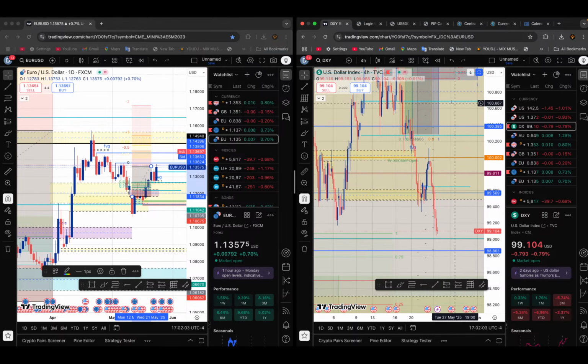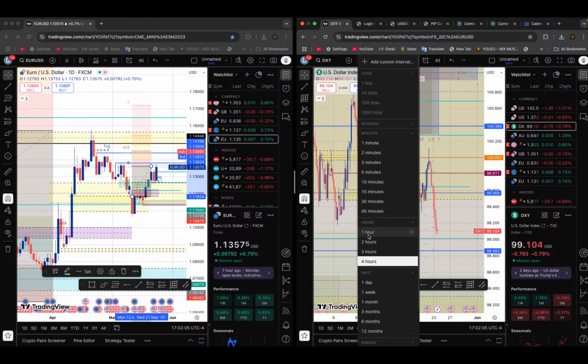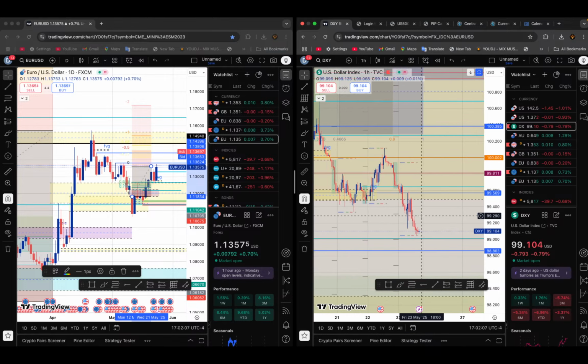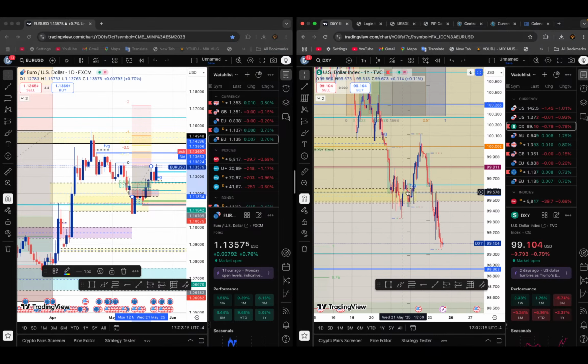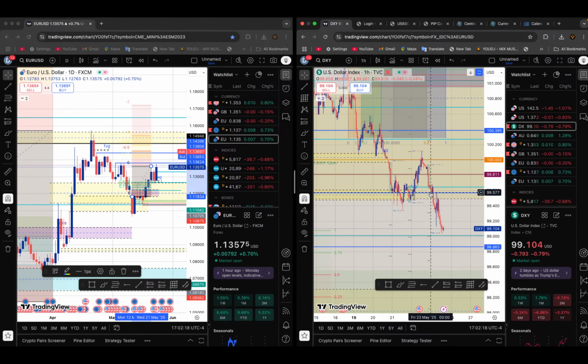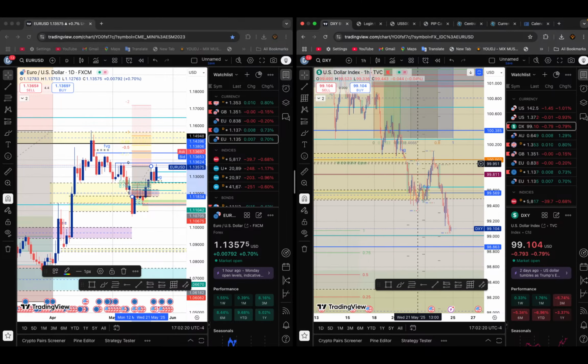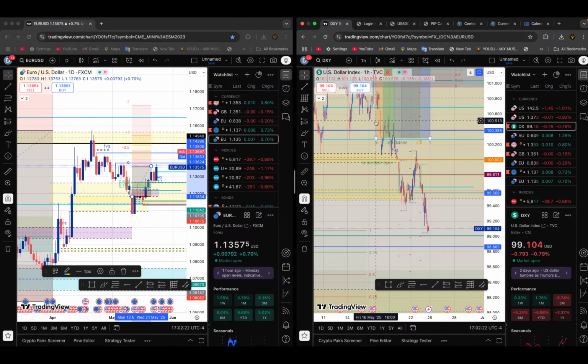With that being said, that will result in this high being taken, so a certain amount of buy side liquidity will be taken. Let's move this along.